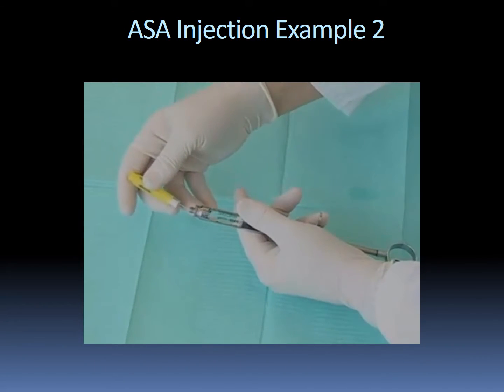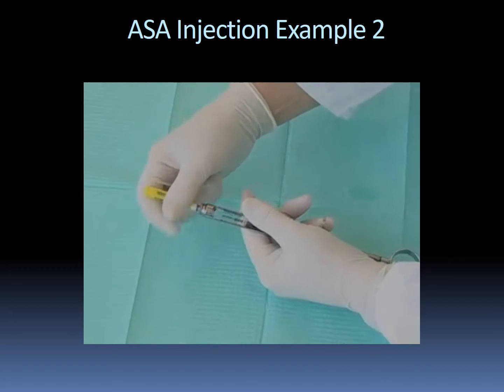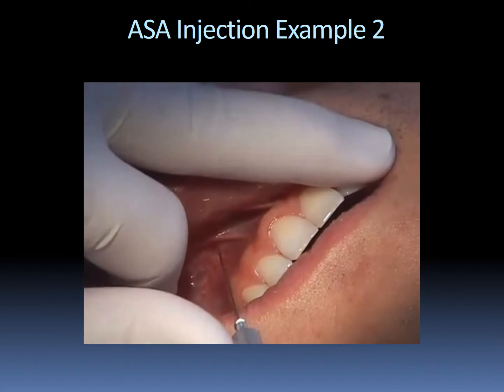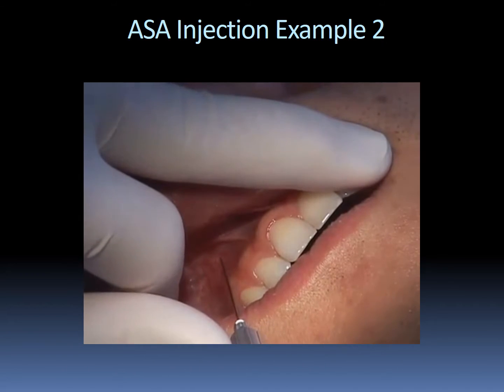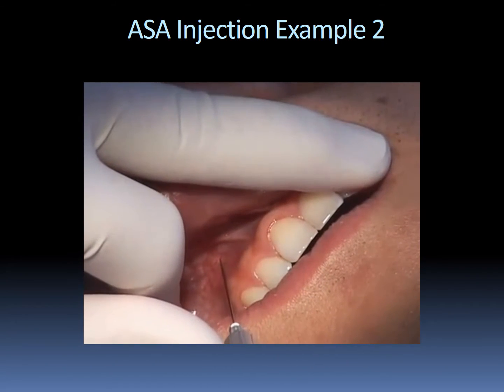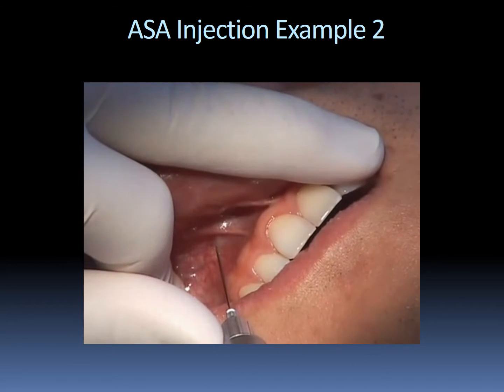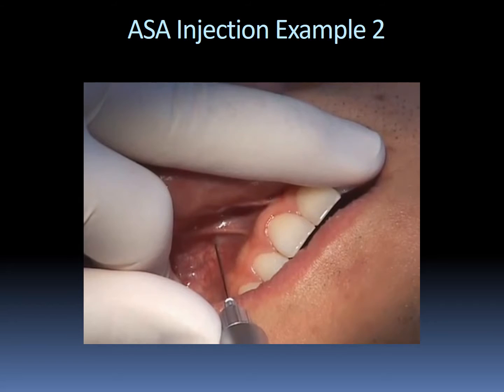Prepare your syringe with a 25 or a 27 gauge short needle, orienting the bevel of the needle towards the periosteum. Direct the syringe parallel to the long axis of the tooth. Insert the needle a few millimeters beneath the mucosa until the tip of the needle is at the apex of the tooth root.